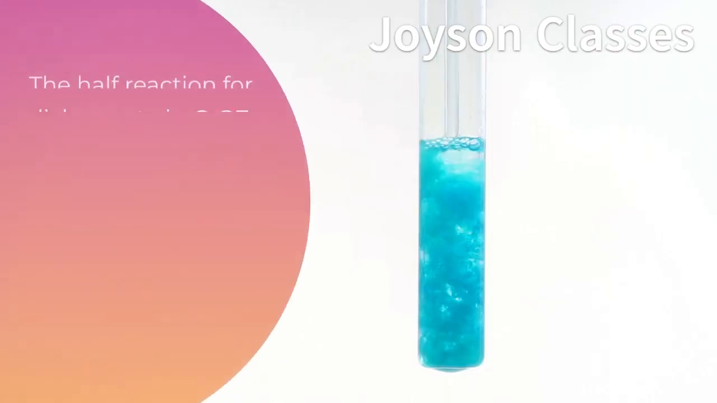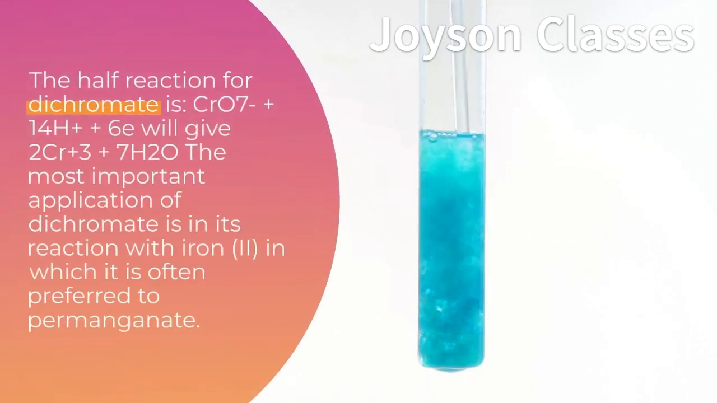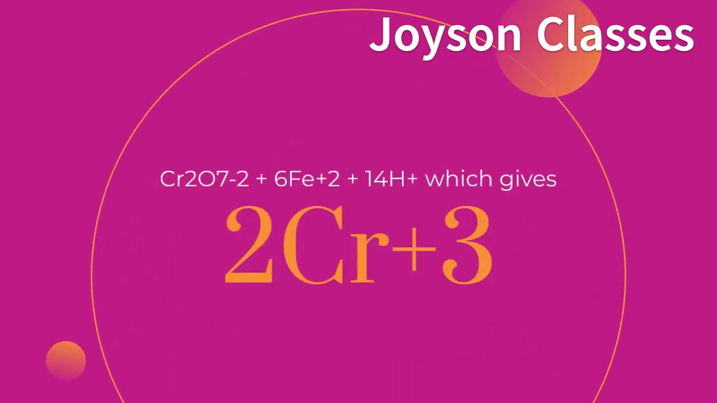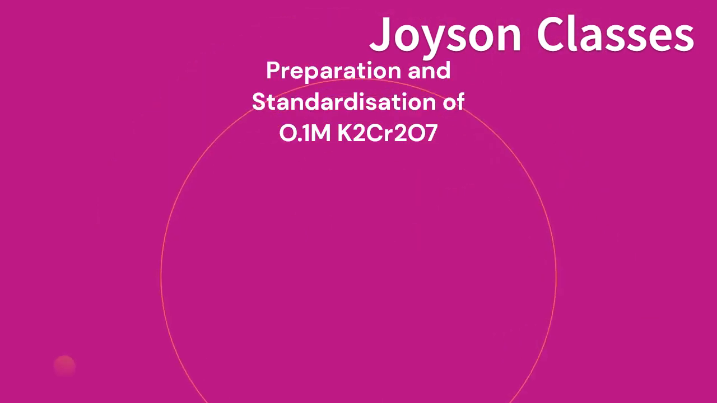Solutions of dichromate in water are stable indefinitely. The half reaction for dichromate is Cr2O7^2- plus 14H+ plus 6e- gives 2Cr3+ plus 7H2O. The most important application of dichromate is in its reaction with iron(II), in which it is often preferred to permanganate: Cr2O7^2- plus 6Fe2+ plus 14H+ gives 2Cr3+ plus 6Fe3+ plus 7H2O.